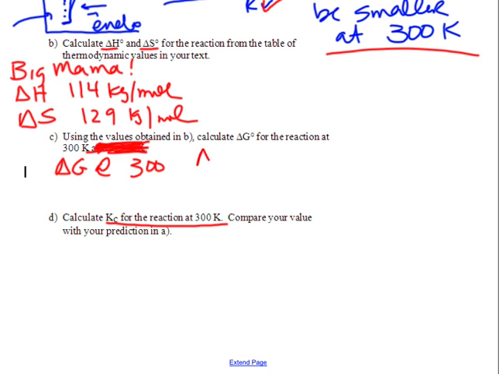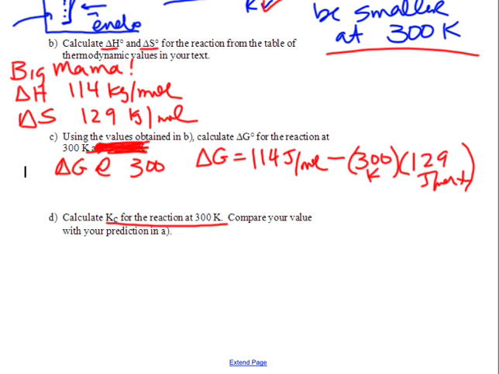Well, I'm going to use Ghetto Homies. Delta G is equal to 114,000. I have to be in joules. 114,000 joules per mole minus 300, that's the temperature in K, times 129 joules per mole K. When I do the math, I get a delta G of 75,300 joules per mole. So there we go. Why do I need that? I need it for this next part.